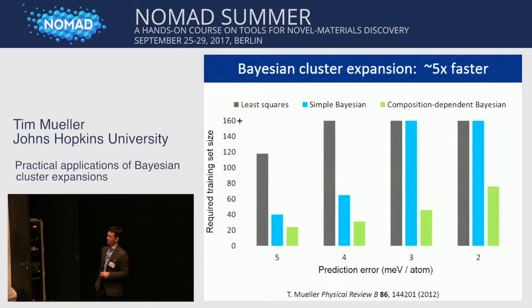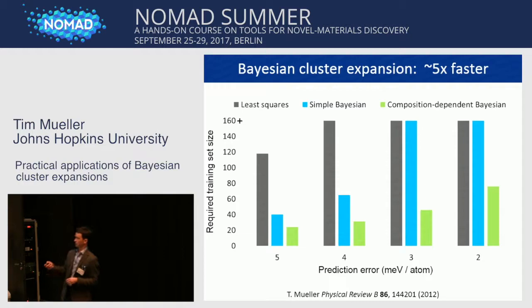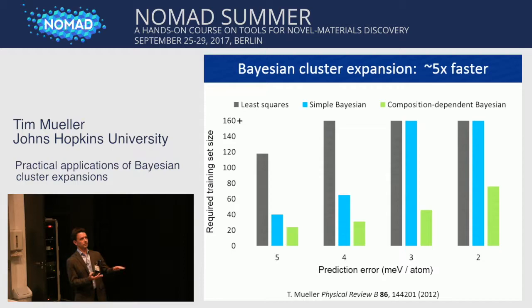So the first thing I'm going to show you is how many structures we need in our training set to reach a given level of accuracy. This left graph here is using just a least squares fit. The way we calculated this is we would include this number of structures in the training set randomly. We had, I think, 161 total structures in our training set. So we would include this number, leave the rest of them out, and predict the error on those. And then we repeated this randomly 10 times to figure out how accurate this method was.